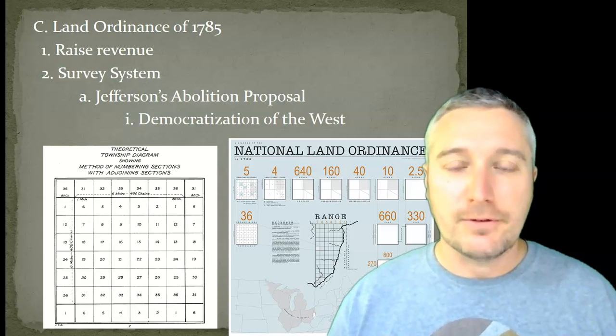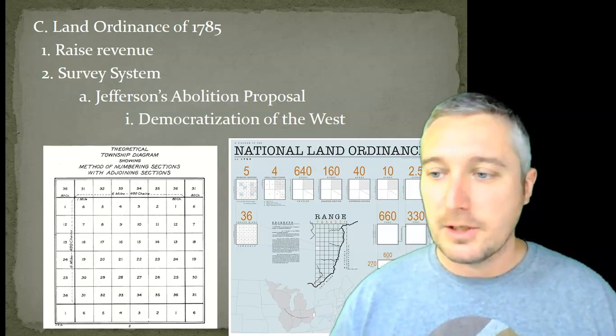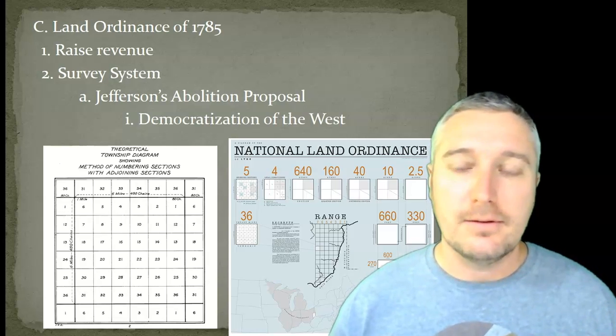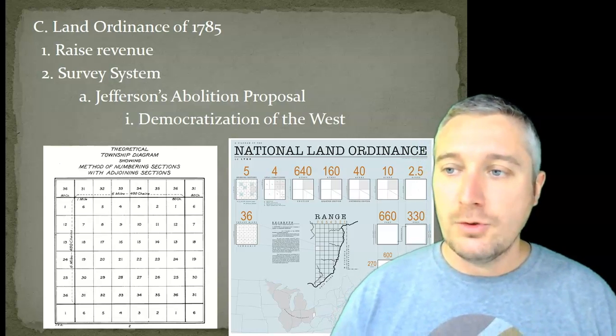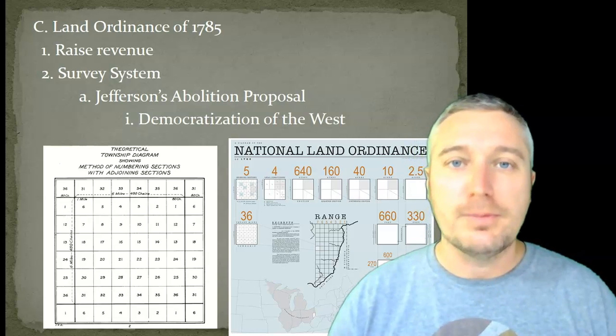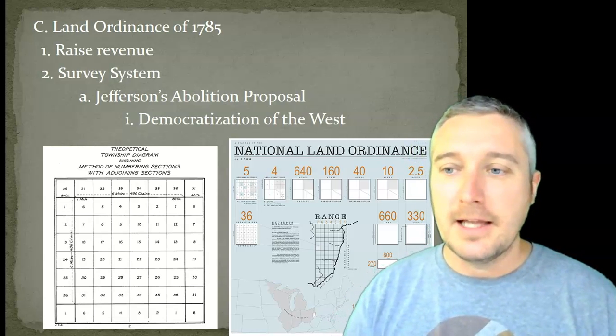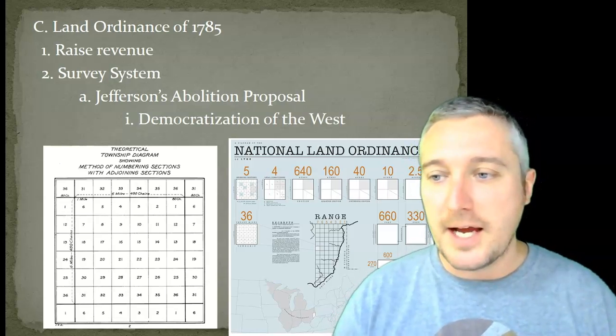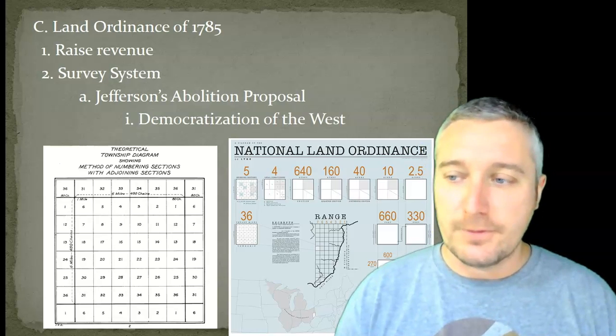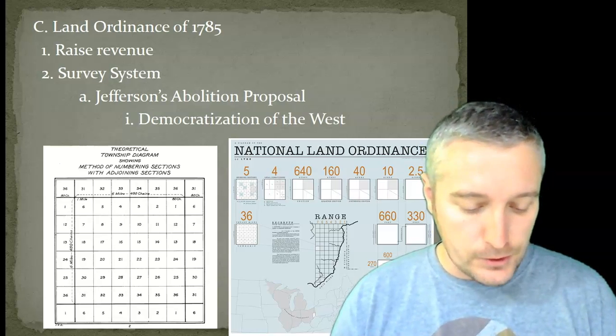And the public's paying for that. This is not private schools being set up here. The public's paying for that basic level of education. So, you know what the founders thought? They thought everybody should be educated, and that the public should help chip in for that. Moving on to Jefferson's abolition proposal.